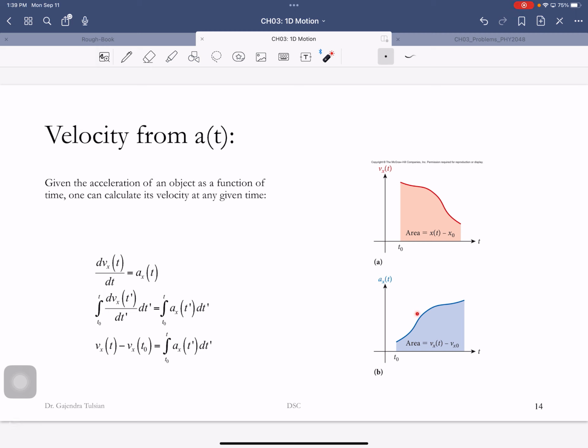So again, we are showing you the derivation of that. dv by dt is a. Here's the equation, and we're going to hit this with a hammer, so we integrate both sides. The integral of that is Vx, and then we evaluate it at these two points. So this is the change in velocity over that time interval. Change in velocity is the area under the acceleration curve. That's what that is.